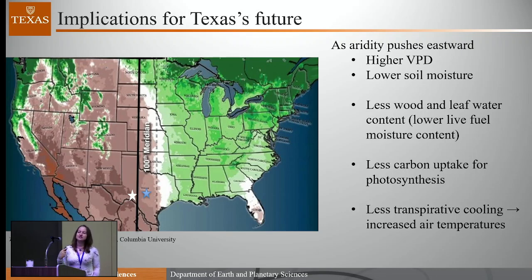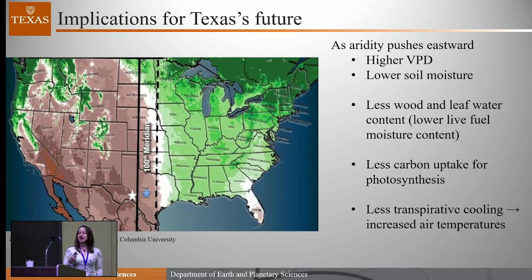So this has been historically the division between the arid west and the humid east. And so as we track future climate conditions, it's expected that our 100th meridian will move to the east. And as that moves eastwards, we can expect our trees that are in areas like Austin and Dripping Springs to experience more similar climatic conditions to those that are experienced in Rock Springs. So what does that mean for us?